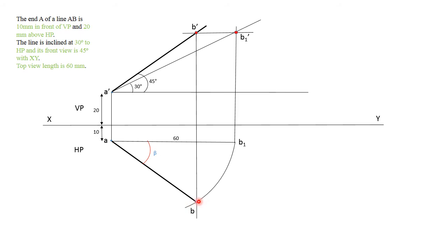So this angle you can measure: join the point B with A, and the angle which it makes with the horizontal, which is beta, is nothing but your apparent inclination angle with the vertical plane. So AB is nothing but your top view. So the top view inclination from the vertical plane is beta. You can measure this angle. So you have got one answer.